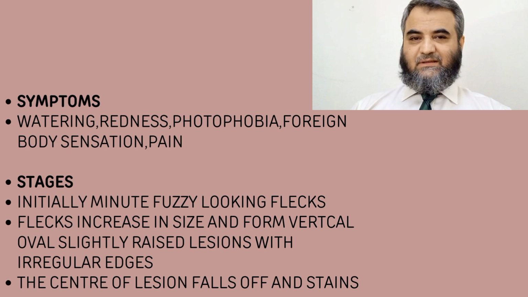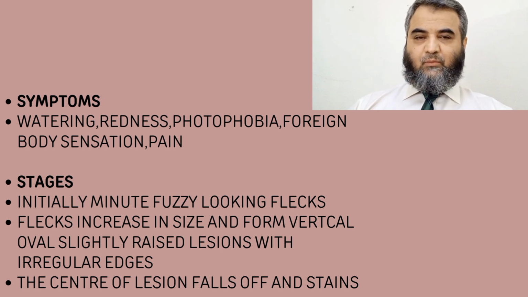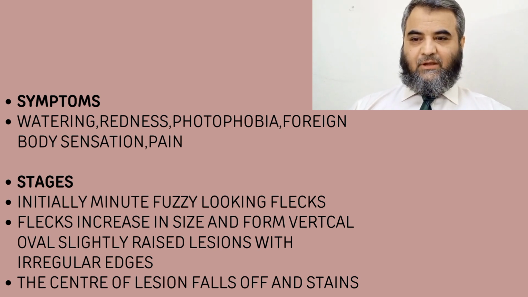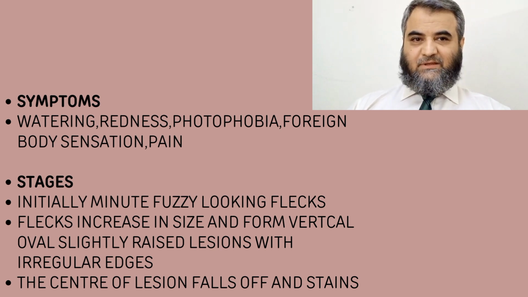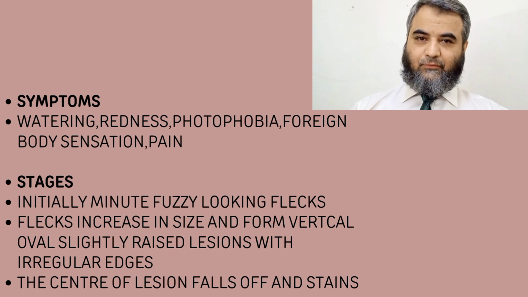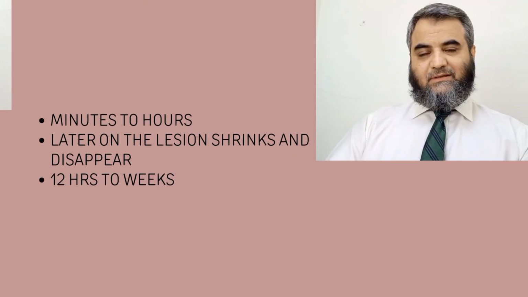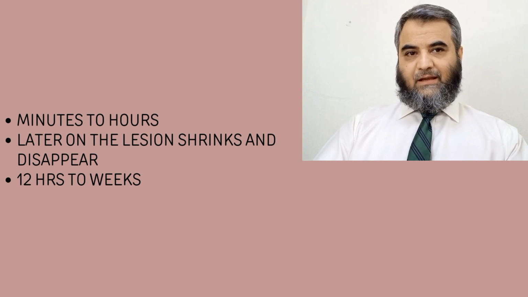In the early stages there are some discrete patches or flecks which gradually increase in size. Once they increase, they form vertically oval lesions with irregular margins. With the passage of time, the central part of these vertical oval lesions falls off. This is the area which gets stained with fluorescein. As I mentioned, the center of the lesion falls off and it stains.